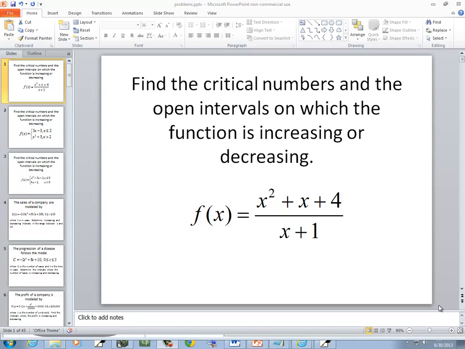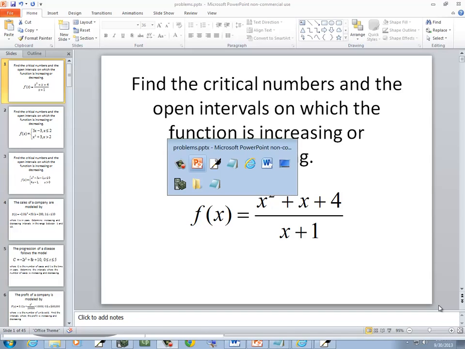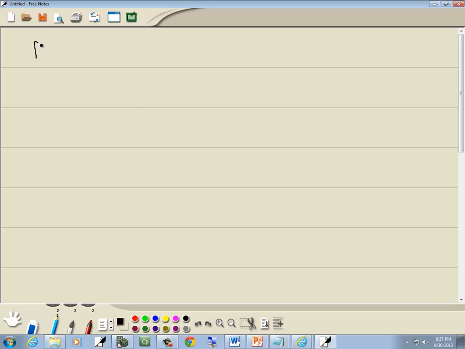In this problem, we want to find the critical numbers in open intervals on which the function is increasing or decreasing. So we've got f of x is equal to x squared plus x plus 4 over x plus 1.